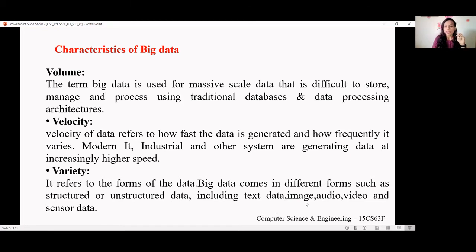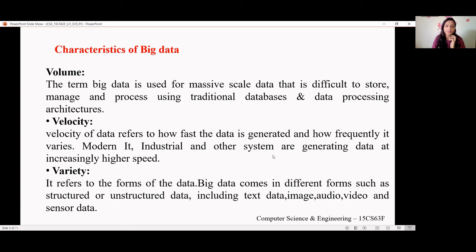So the data can be text, image, audio, video, or sensor data. These are the characteristics of big data. One is volume, that is size: lots of data will be there. Velocity is speed. Variety is this.